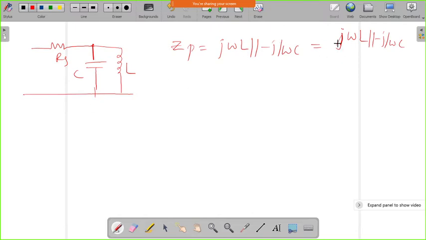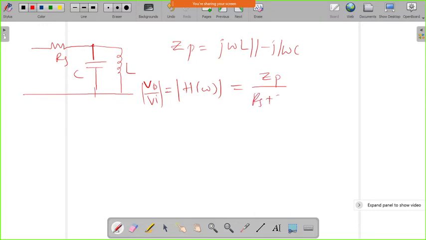Here only j omega L will come, because if we apply KVL and KCL here, we are going to get j omega L. So whatever we considered earlier, the H of omega, which is nothing but v naught by vi, is ZP by Rs plus ZP. This combination we are taking as ZP now.